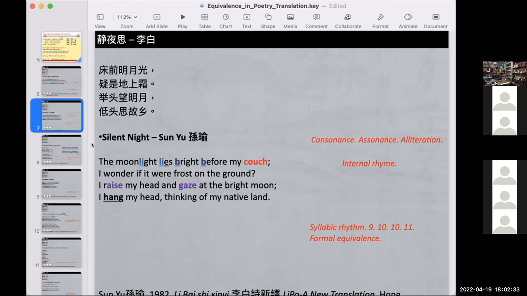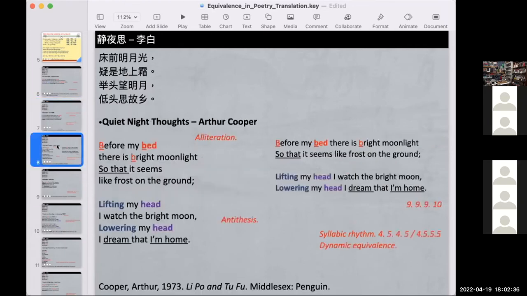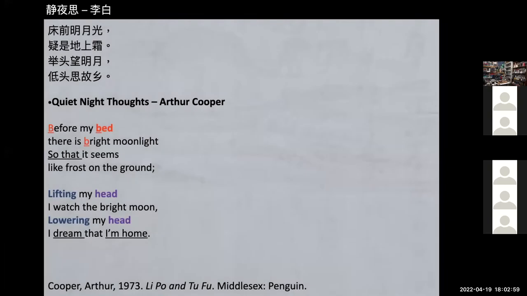Okay, let's move to another version. This one is translated by Arthur Cooper, an American translator. The Chinese poem has 4 lines. Let's count the English: 8 lines. Let me show it to you one by one. He translated the first 2 lines into 4 and the second 2 lines into another 4. He thought that this would be better for his English reader.